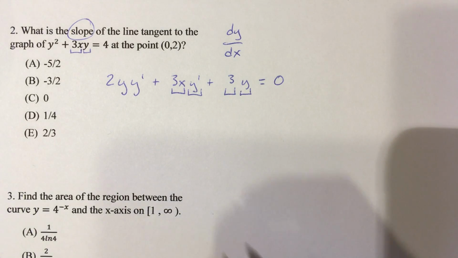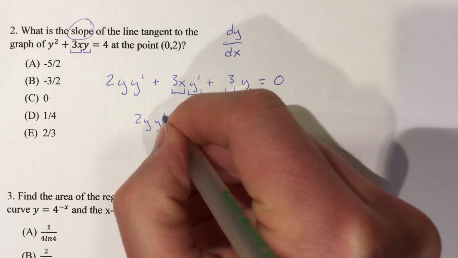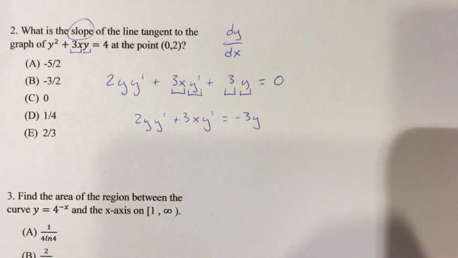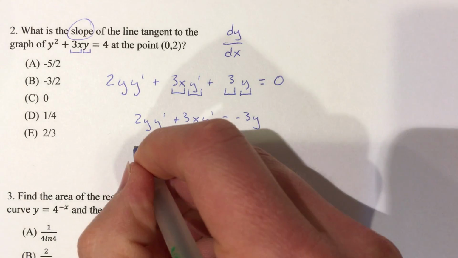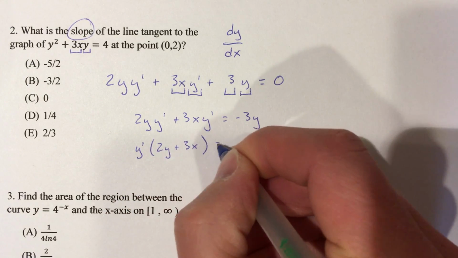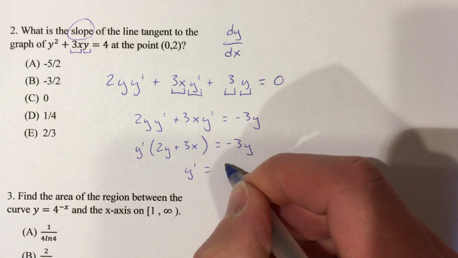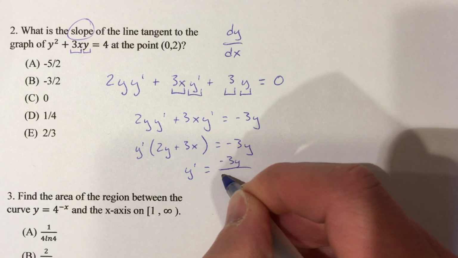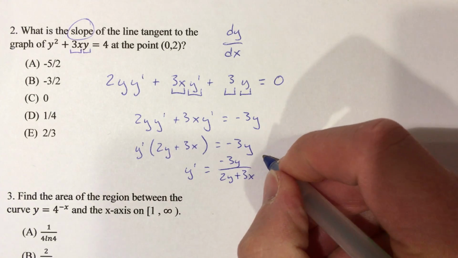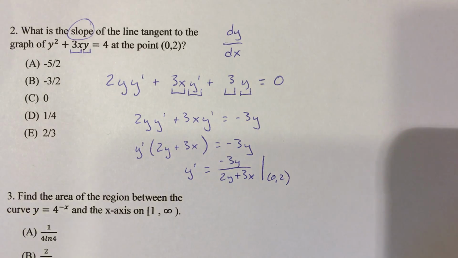Now I need to solve for y prime. Let's subtract 3y from both sides. Factor out a y prime. Solve for y prime, negative 3y over 2y plus 3x. And now I'll go ahead and evaluate at this point 0, 2.